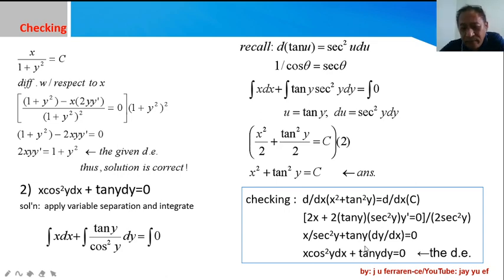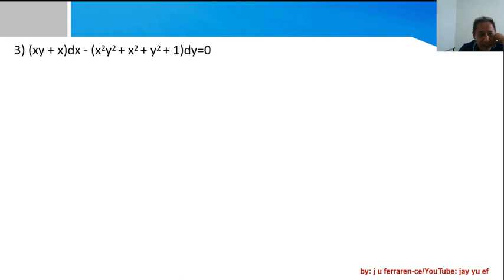Okay, so x over secant squared, as I divide, no? The 2 is also eliminated, when I divide. Then I have the tangent y, dy dx, okay? Removing your dx, and 1 over secant squared can also be cosine squared. So, I arrive at the given DE. So, it shows that my answer is really correct.